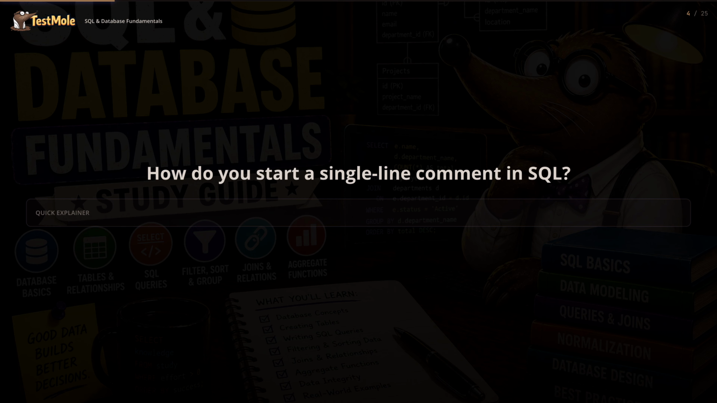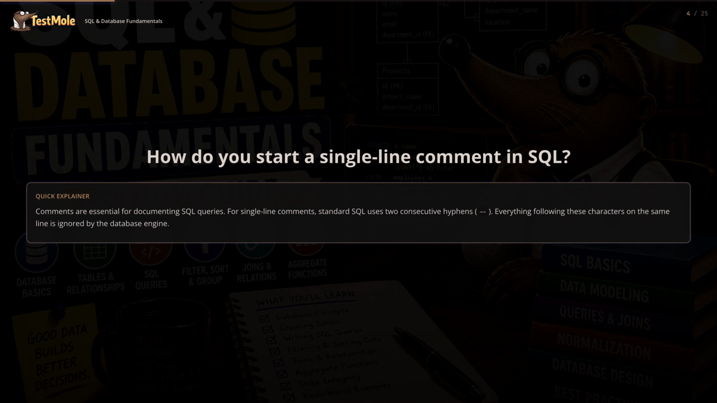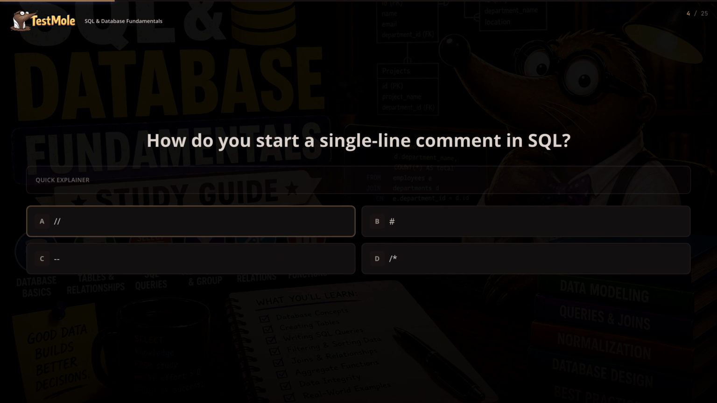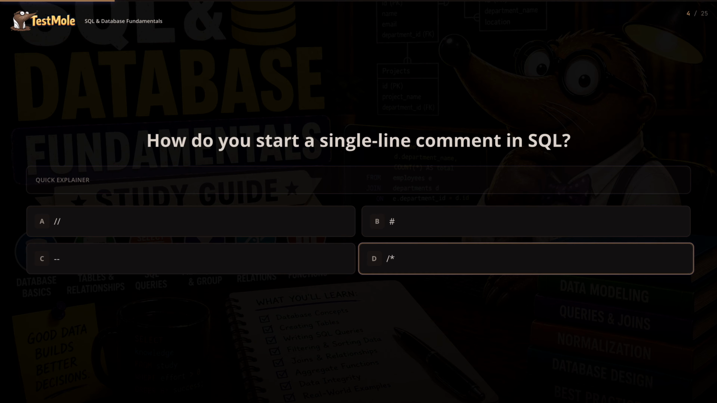How do you start a single-line comment in SQL? Comments are essential for documenting SQL queries. For single-line comments, standard SQL uses 2 consecutive hyphens. Everything following these characters on the same line is ignored by the database engine. Choose between A, double slash, B, hash, C, double hyphen, D, slash star.